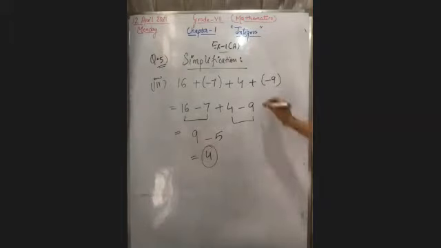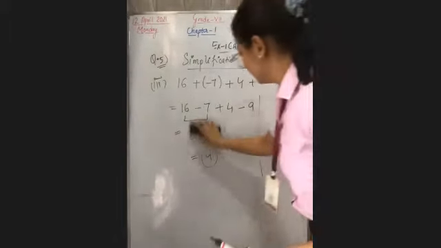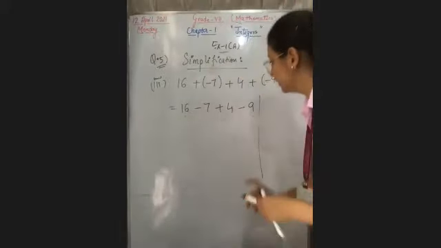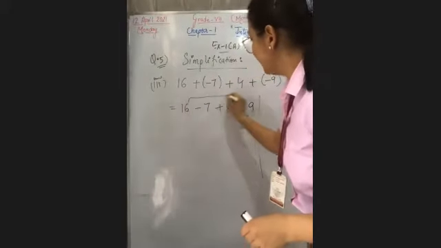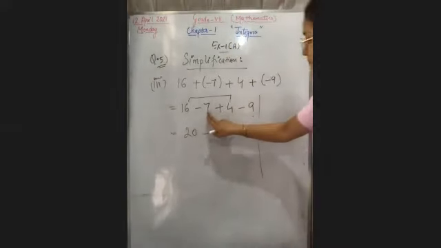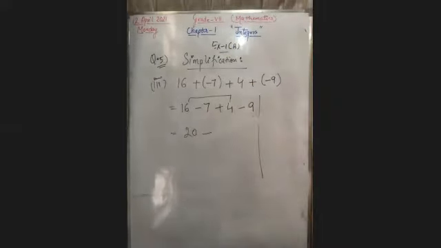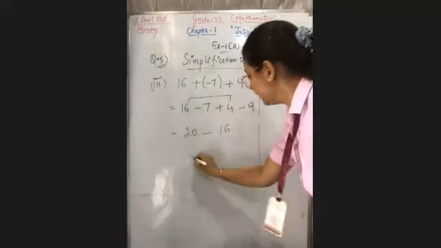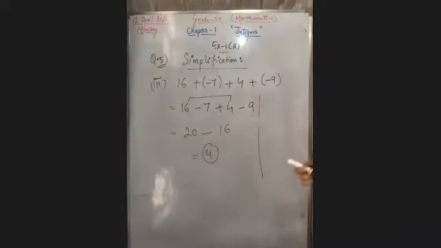This is correct. And how are some others doing it? They are doing it this way. 16 and 4 is 20. Minus 7 minus 9, that is minus 16. Answer will be 4. Some are doing it this way.